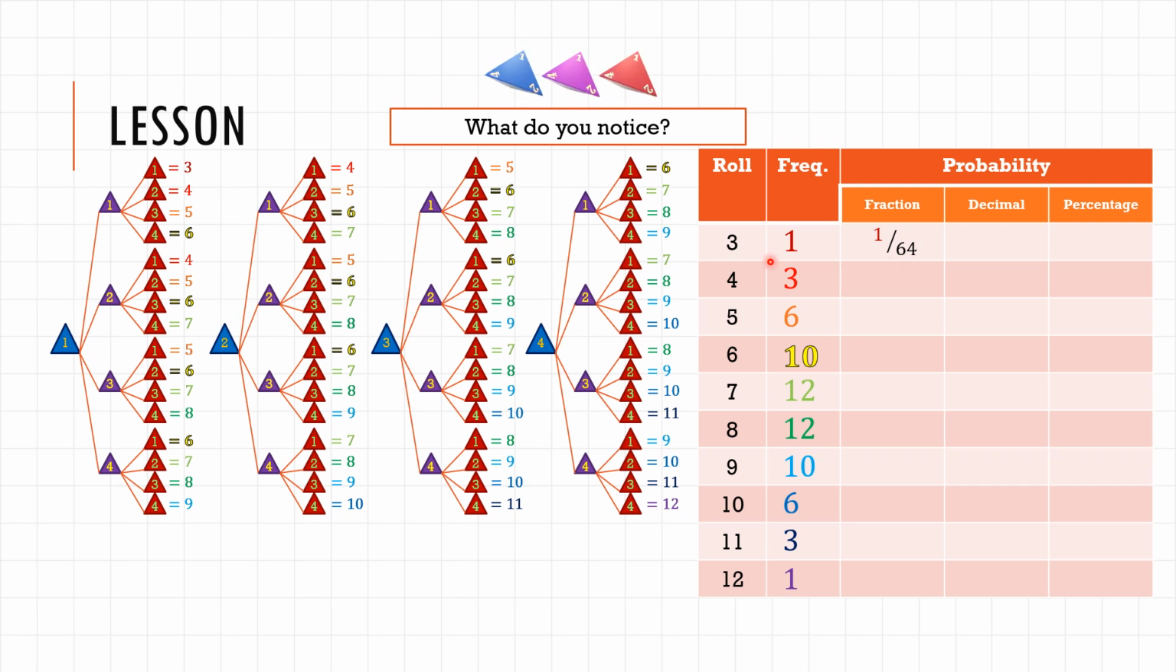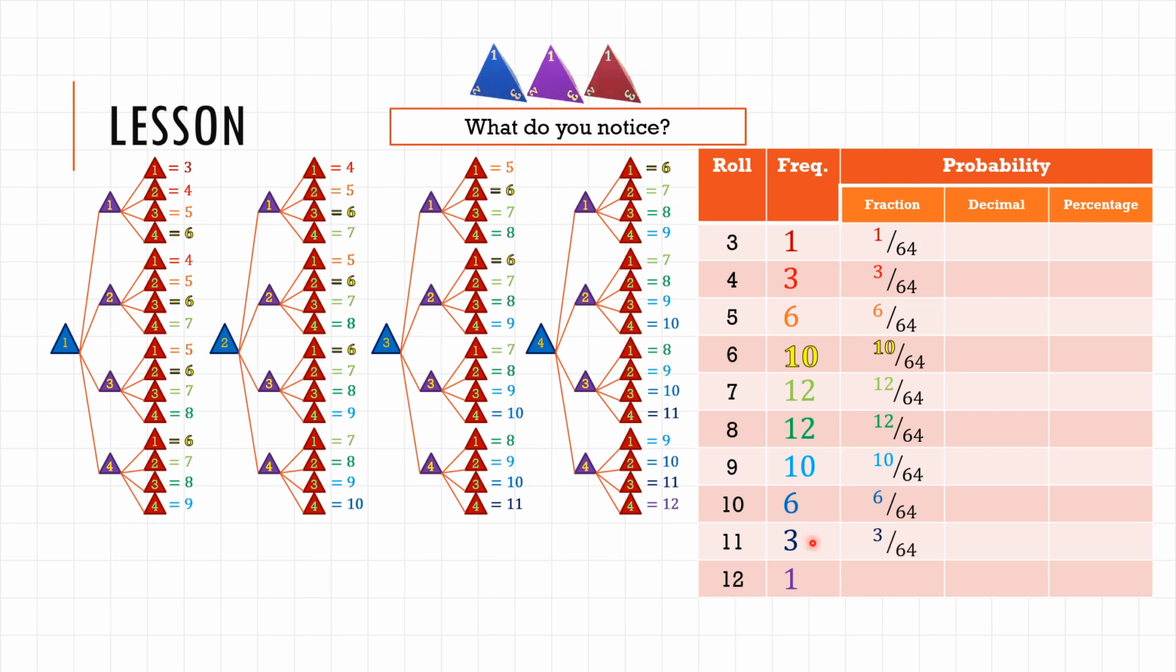Similarly, the probability of rolling a 4 is 3. There's 3 different ways out of the 64 different ways to roll these dice. What's the probability of rolling a 5? There's 6 different ways out of 64. What's the probability of rolling a 6? There's 10 different ways out of 64. The probability of rolling a 7 is 12 out of 64, because there's 12 different ways we could get a 7. For an 8, there's also 12 ways to get an 8. There's a 10 out of 64 chance to roll a 9, a 6 out of 64 chance to roll a 10, like we talked about, a 3 out of 64 chance to roll an 11, and only a 1 in 64 chance that we roll a 12.